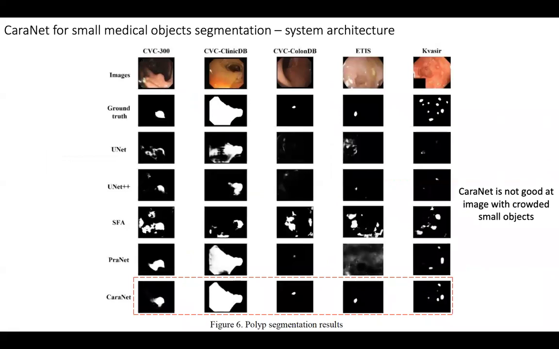Now, if we consider the qualitative results and demonstration of the segmentation, I think the result is also not bad. One thing I want to mention here is that this CaraNet is not really good at segmenting images with really crowded small objects. For example, this particular image has quite a few small objects here, and all those approaches are struggling with this task.